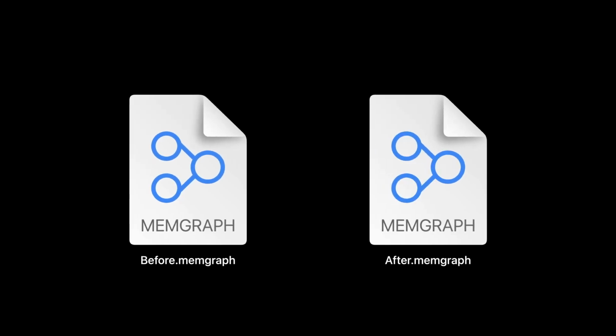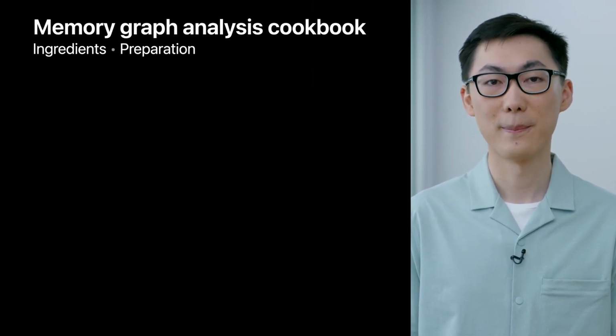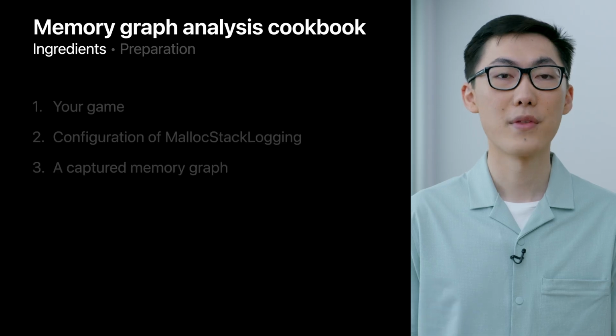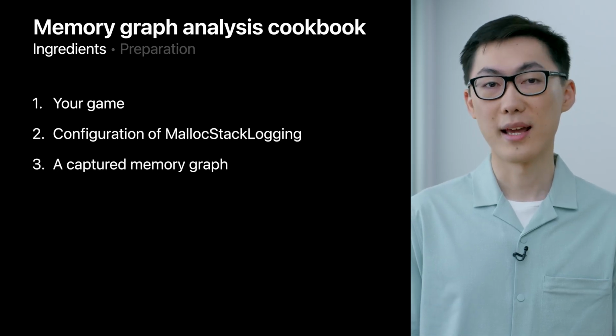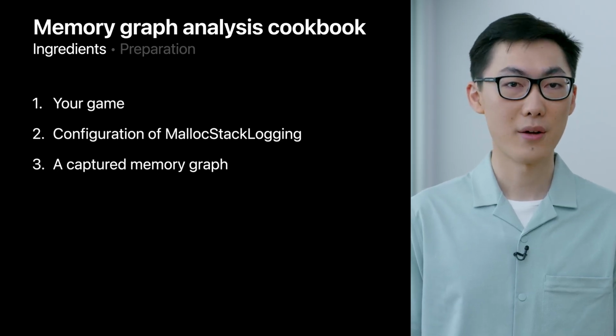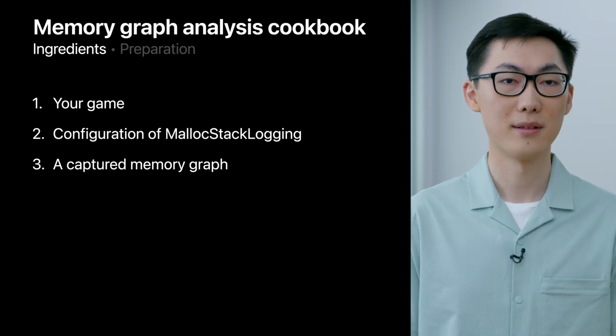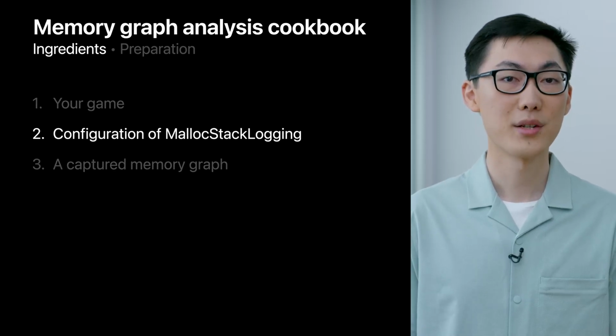You can take a snapshot anytime you want, such as when an issue occurs, or a pair of those before and after an issue happened, for comparison. To spice things up, let's use a cookbook analogy on how to analyze memory with memory graphs. It includes an ingredient and a preparation part. For the ingredients, well, you would need your game, something called malloc stack logging, and a captured memory graph. It's quick to configure malloc stack logging and capture a memory graph.